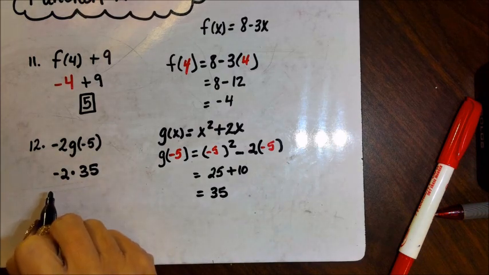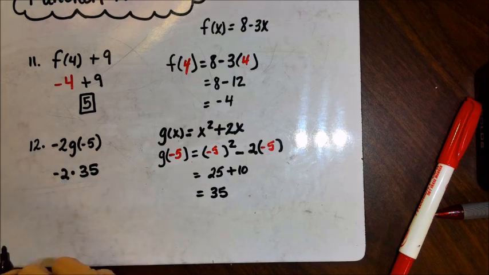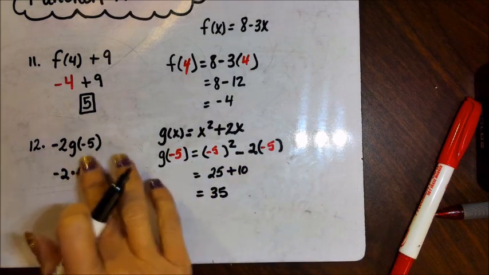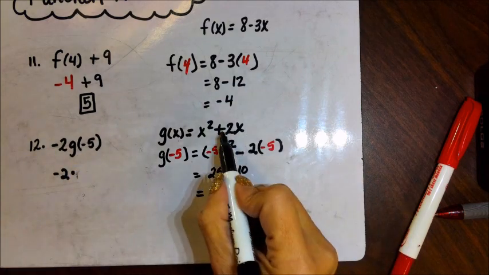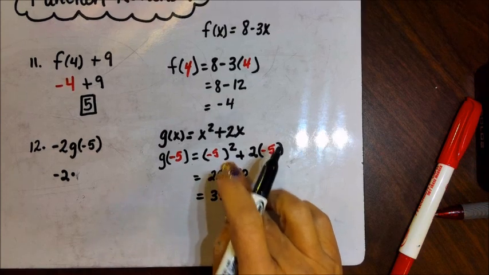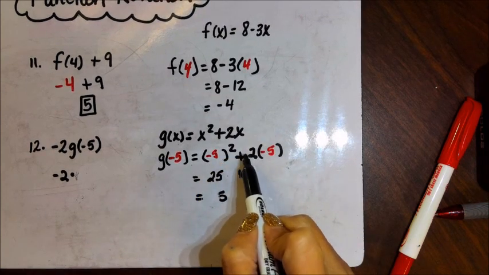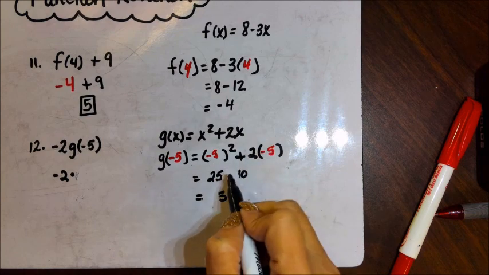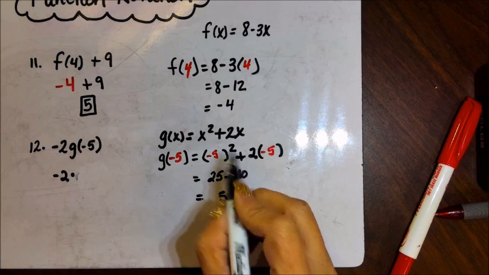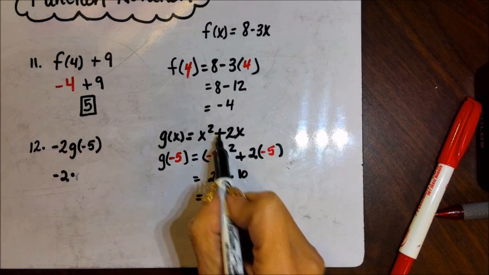So negative 2 times, oh, did I miss a, oh, I did. Okay, hold on. You may have already caught it right here. What should I have put right here? That was a plus. 2 times negative 5 will be negative 10. And 25 minus 10 will be 15. I just wrote it down wrong.